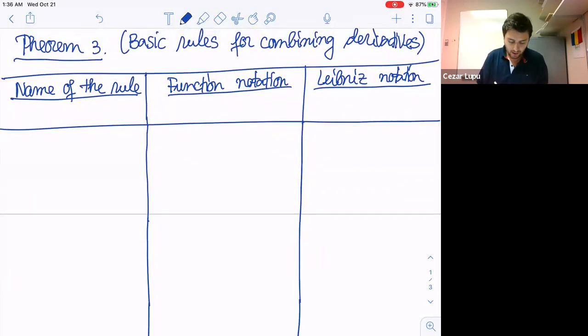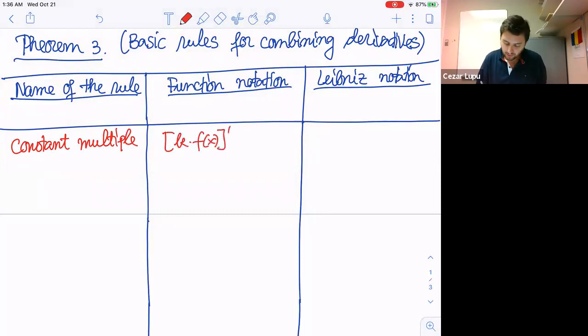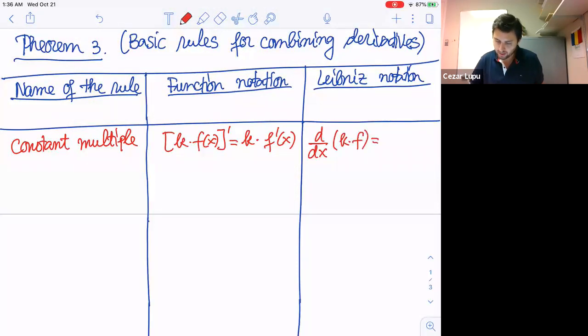And the first thing is the constant multiple. In fact, let me write this with a different color. Constant multiple. And here, the rule is the following. If I have a constant k times f of x, and everything prime, this will be nothing other than just k times f prime of x. So that's the function notation. And now if we want to write this in Leibniz notation, it will be the derivative with respect to x of k times f, which will be nothing else than just k times the derivative of f with respect to x.